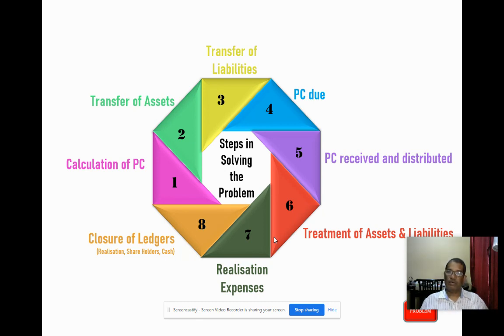After that, equity shareholders account is closed and the balance is transferred to cash or bank account. Entry is equity shareholders account debit to bank. After you transfer the balance of equity shareholders account to bank account, your bank account must tally. When your bank account tallies, it is a sign that to a large extent the problem that you have solved is correct. Thank you.